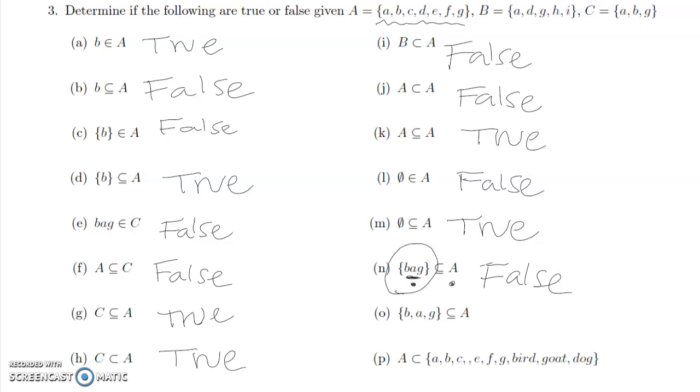Now, if we compare that to the next part, we can see this one does have those commas in there. So we're really looking at, is the element B in A, is the element A in A, and is G in A, and yes for all three of those. So this is true. The set containing B, A, G is a subset of A.